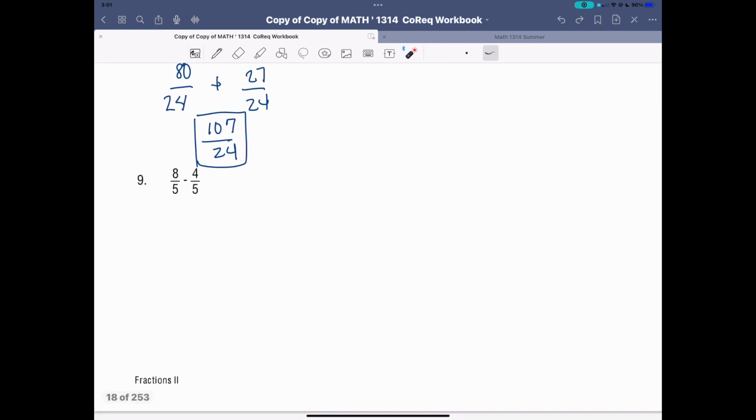Number 9 is different because we're subtracting. They have the same denominator, so the only thing you need to do is perform the operation of subtraction. So it's 8 minus 4 over 5, and I get 4 over 5.